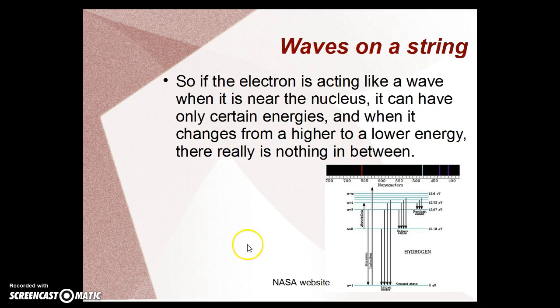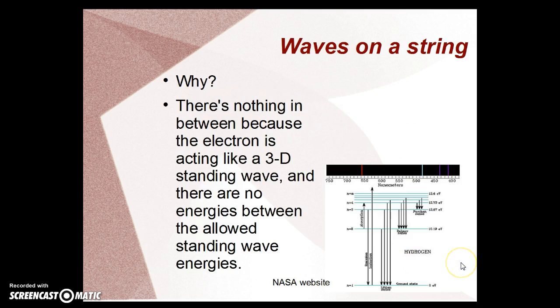So, if the electron in the vicinity of the nucleus is acting like a wave, obviously it can only have certain energies, because it can only, quote, vibrate at certain frequencies. And when it changes from a higher to a lower energy, there really is nothing in between. So here at the ground state, and here at the first excited state, there's nothing in between because the electron is acting like a wave. There's nothing in between because the electron is acting like a three-dimensional standing wave, and there are no energies between the allowed standing wave energies.